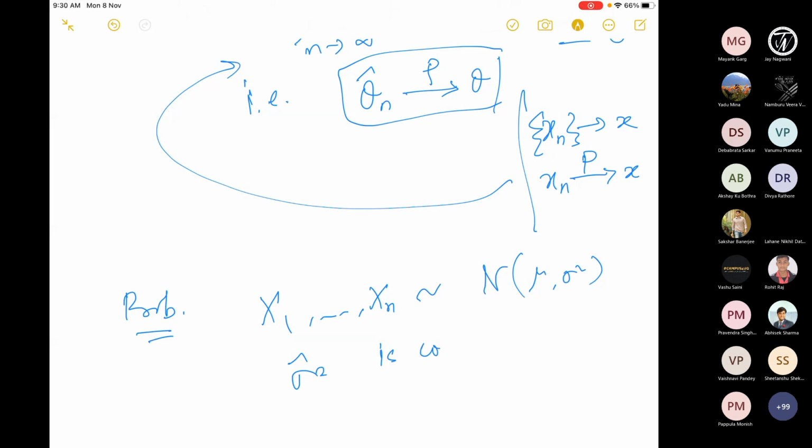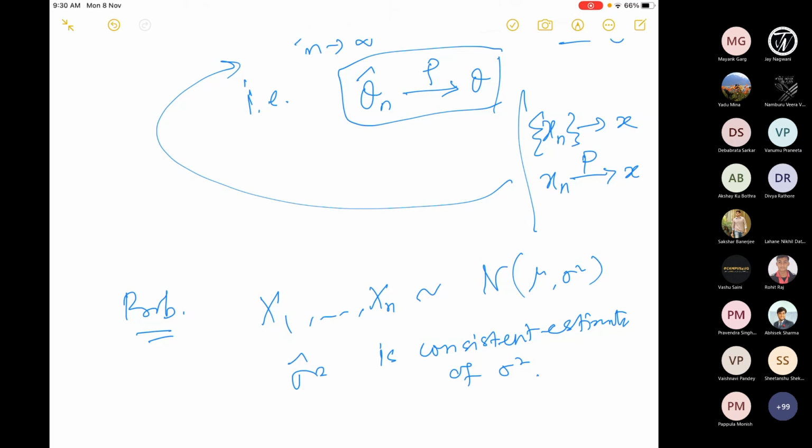Yes, it is a consistent estimator of sigma square. Here I'm not giving you the proof, so let us skip the proof because we are running out of time, and let us go to the big topic.